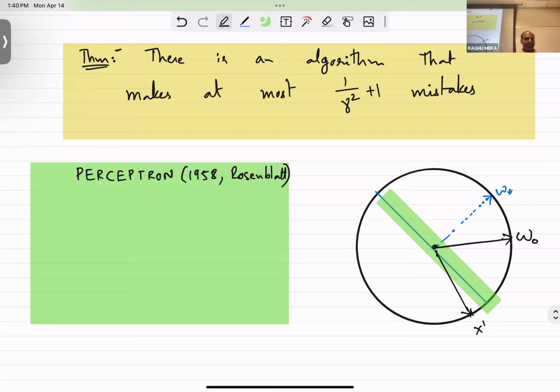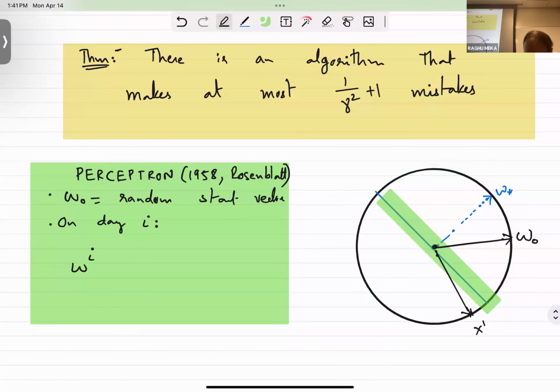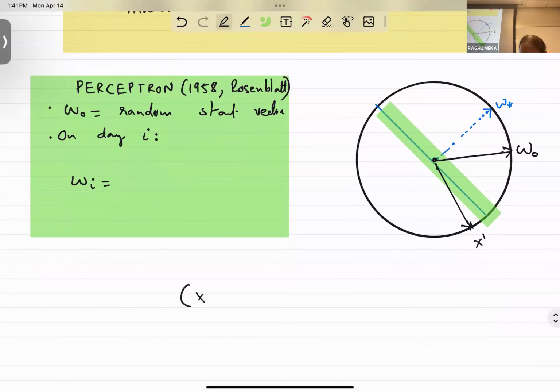right? So how do you update your W0? So, W0 is some random start vector. And on day i, we see an example. So how do I update it? Any guesses? Suggestions? Intuitively again, the only thing that we know right now is, or maybe, okay, let's do an easier case first. You have X1, label and our prediction, right?